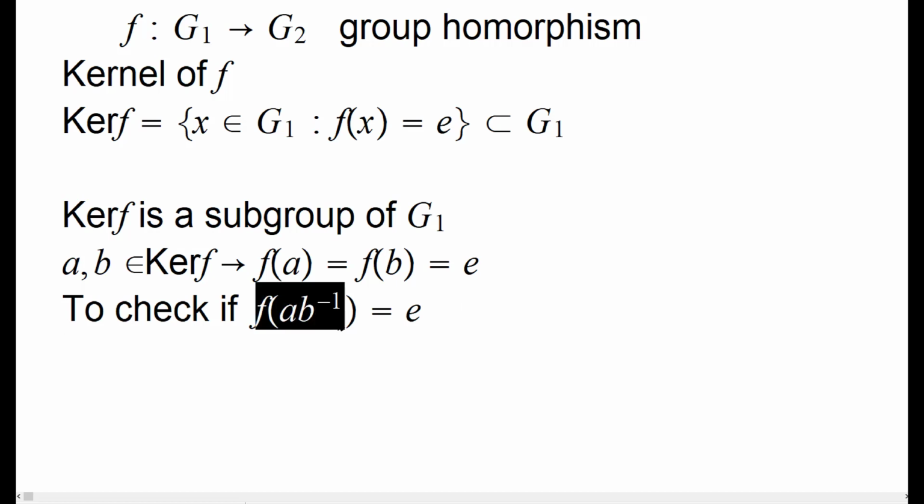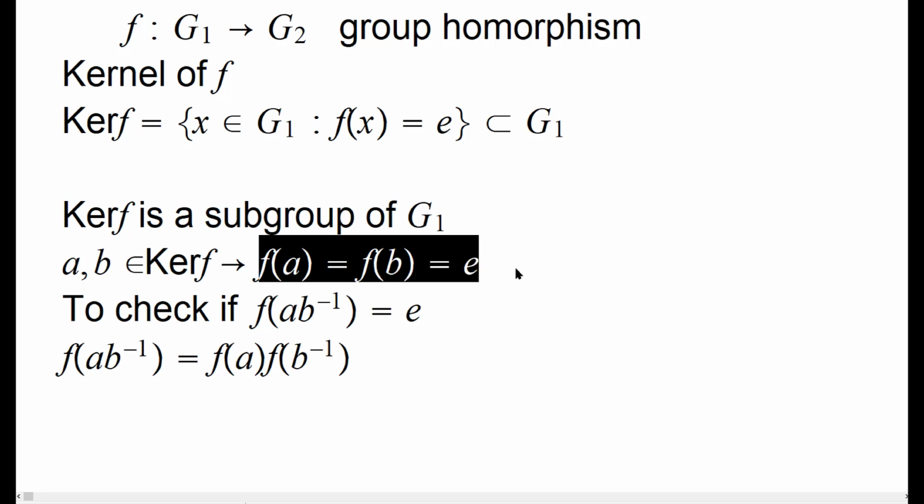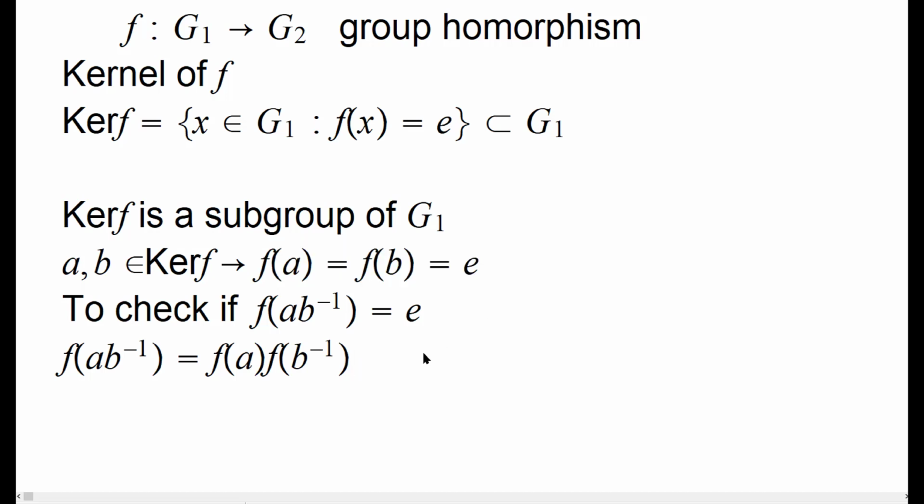So let's look at this. f of a b inverse, where that indeed is the kernel, is going to be f of a times f of b inverse. Now we know that f of a and f of b are both equal to E. So one part is simple. We get E times f of b inverse, which is f of b inverse.